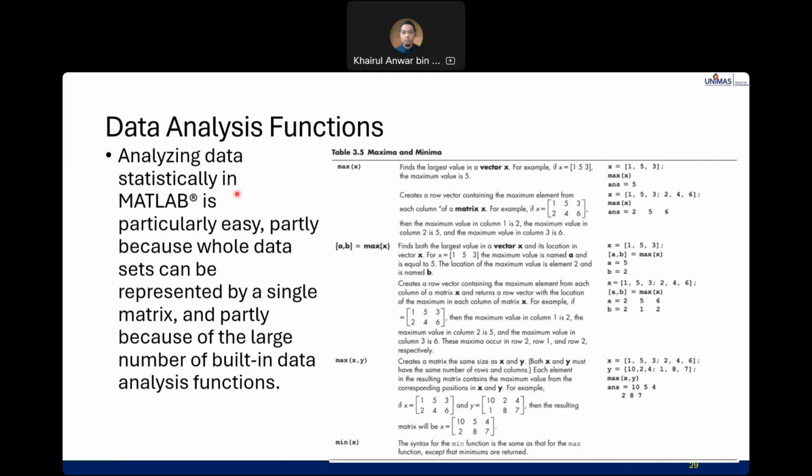Analyzing data in MATLAB is particularly easy, partly because all data sets can be represented by a single matrix and partly because of the large number of built-in data analysis functions. So this is the list of functions for maximum and minimum in a data set. For example, max(x) finds the largest value in a vector x. For example, x equal to [1 5 3], the maximum value is 5.